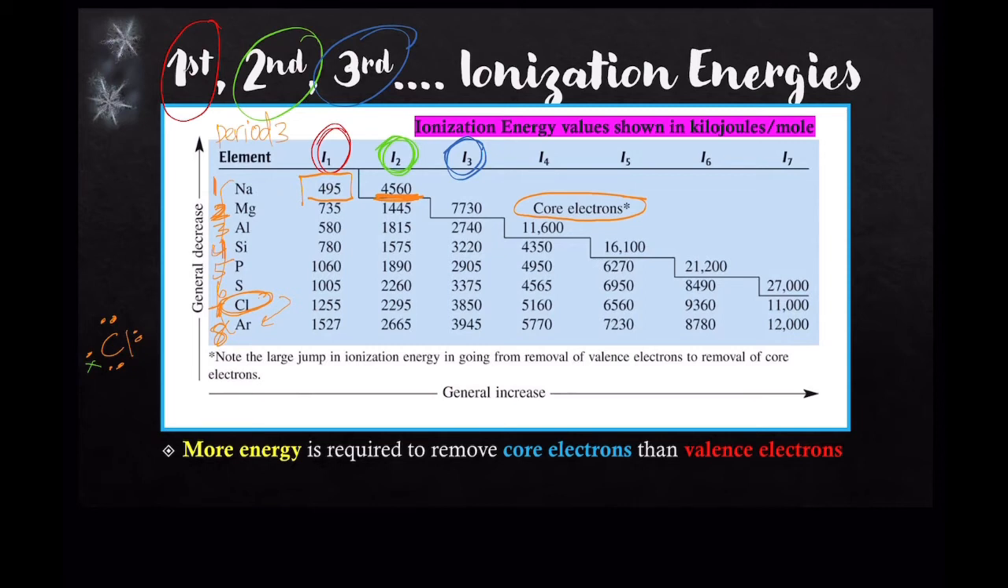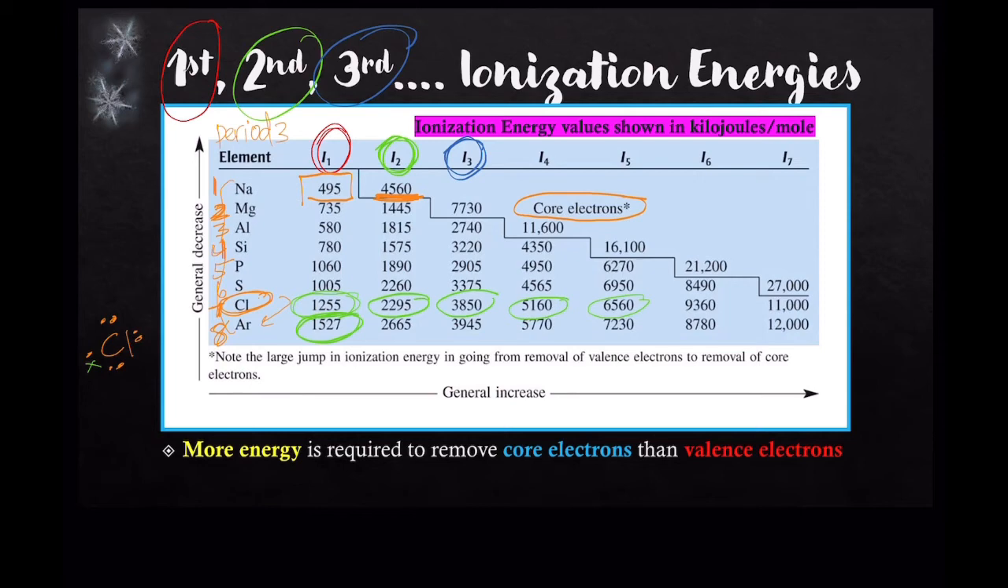Now, to remove one of these orange dots, one of these orange electrons from chlorine's valence electrons, it would take 1,255 kilojoules per mole of energy to remove one of these orange dots. To remove another one, it would take 2,295 kilojoules per mole. And notice how the energy, it continues to increase. So it's going to get progressively harder to remove more and more electrons from chlorine. If you look at argon, argon's got the greatest ionization energy because remember, argon already has its stable octet.